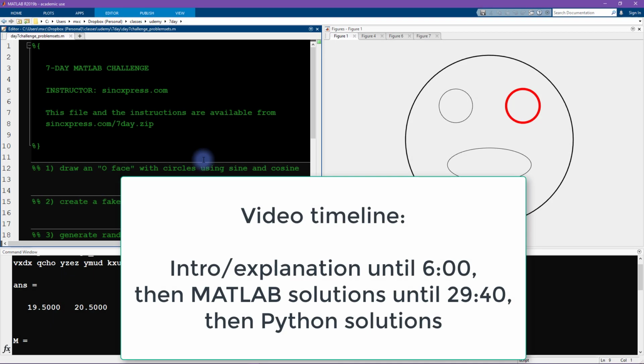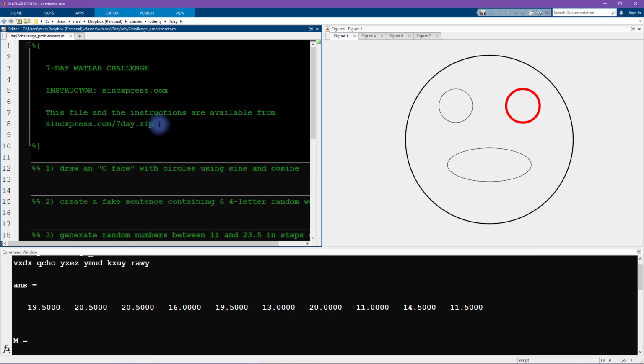This video describes a 7-day code challenge. So what you want to do is go to this website, syncexpress.com/7day.zip. You can download that file. This zip file will contain a PDF with instructions and a couple of different MATLAB files and a couple of Python files. And the idea is that you start with this file. It's called problem sets, either the MATLAB version or the Python version.